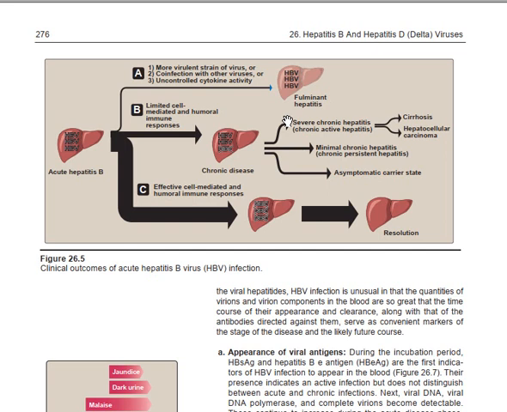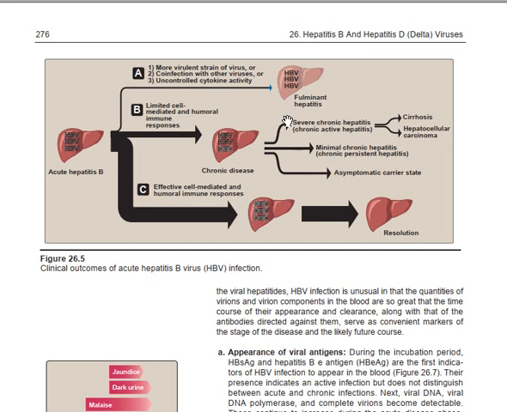Now the core antigen is usually not present in blood, but the core antibody is what is going to help you to know if it is chronic or acute. For a chronic hepatitis, you are going to have a high level of the total core antibody. Is it clear? If you have a high level of immunoglobulin G of total core antibody, it means that it's a chronic hepatitis.